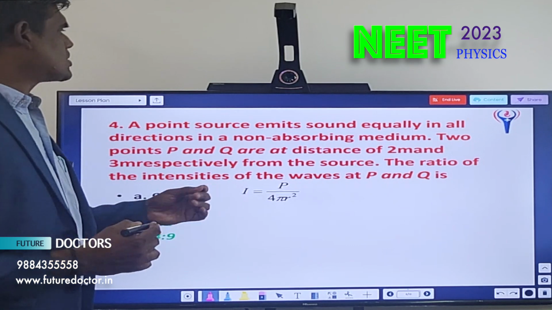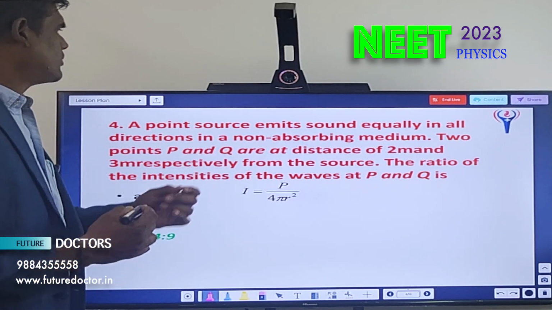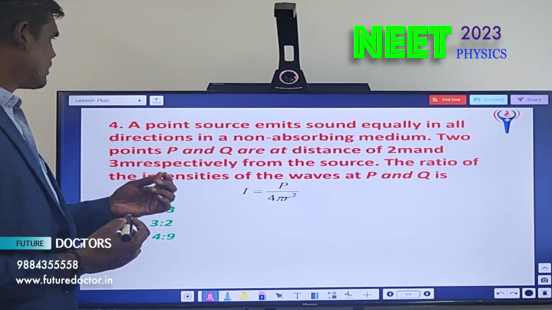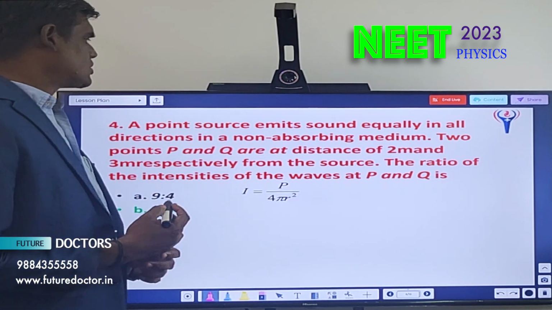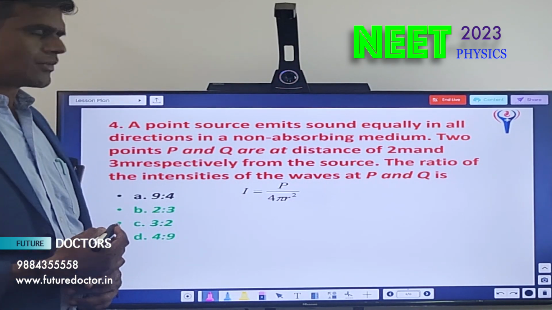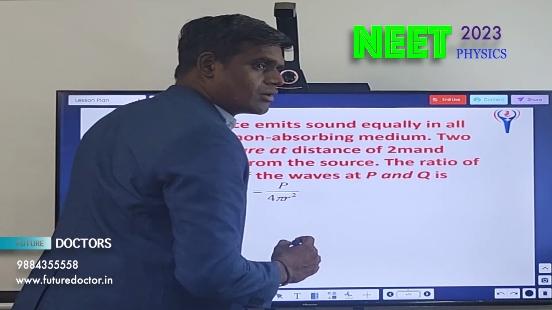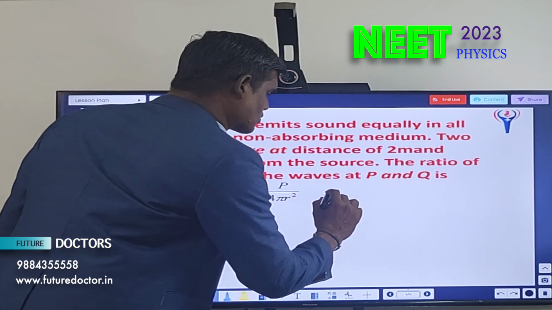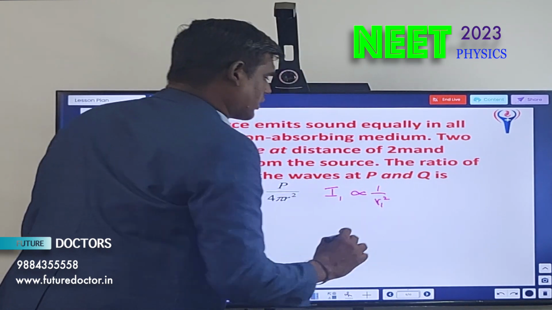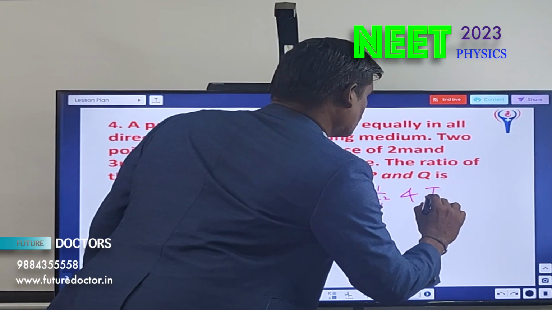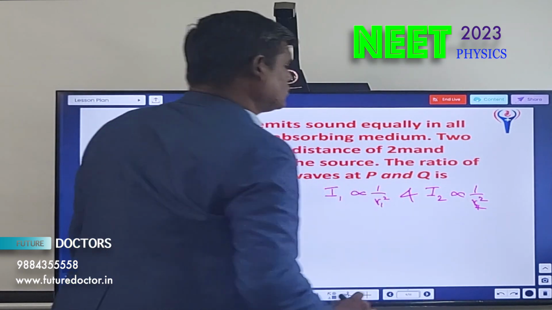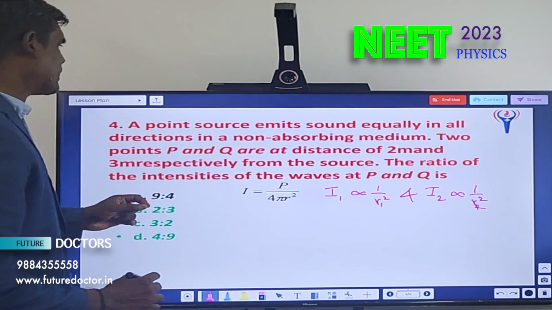A point source emits sound equally in all directions in a non-absorbing medium. Two points P and Q are at a distance of 2 meter and 3 meter from the source. The ratio of the intensity of the waves at P and Q. Formula: I equal to P by 4 pi R square. Here I is proportional to 1 by R square, or I is inversely proportional to R square. I1 is proportional to 1 by R1 square, and I2 is proportional to 1 by R2 square. Then they are asking the ratio of intensity at P and Q.